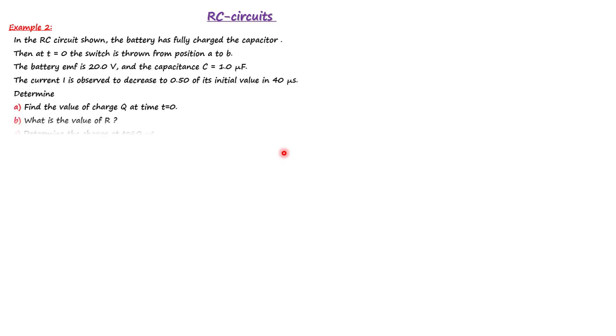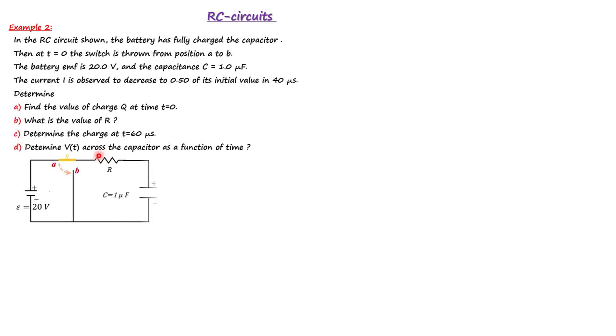Now let's have our second example. Here we have an RC circuit shown here. So it says the battery has fully charged the capacitor. Then at time t equal to 0, the switch is thrown from A to B. So we have the values for the capacitance and the battery. But there's one more piece of information. So the current is observed to decrease to 0.5 of its initial value in 40 microseconds.